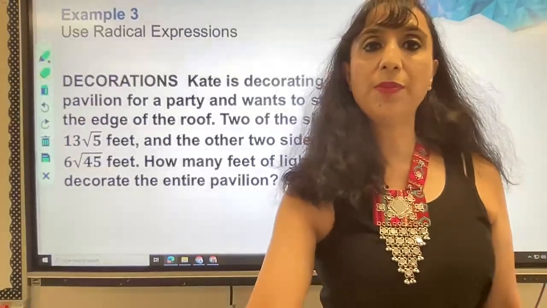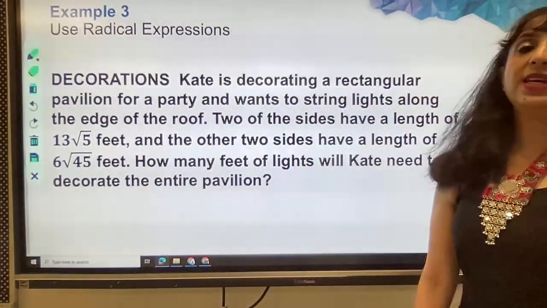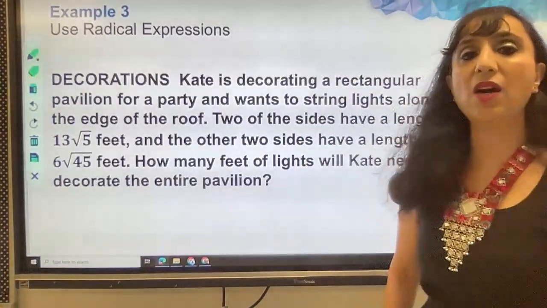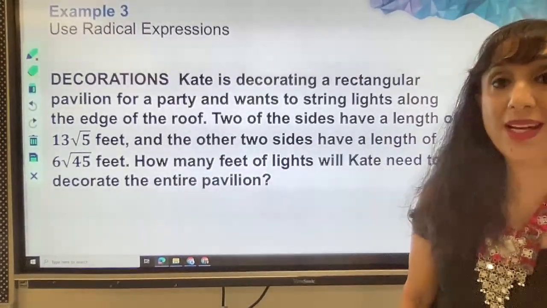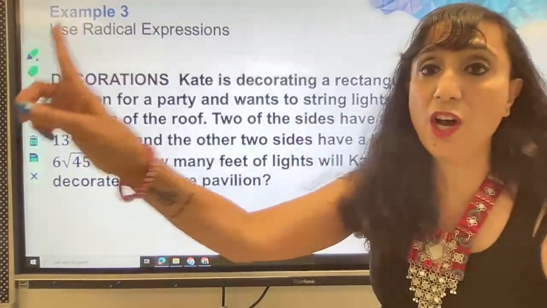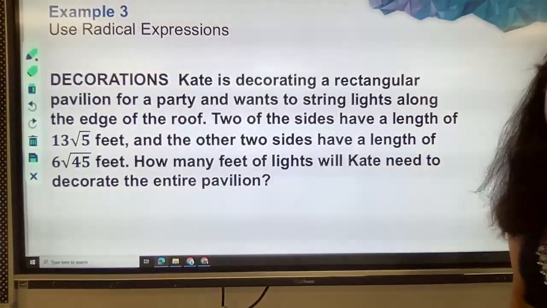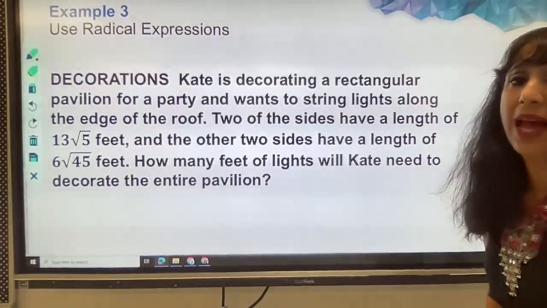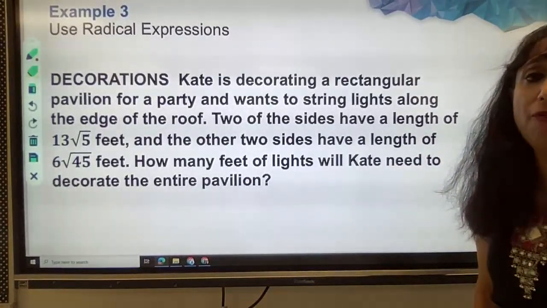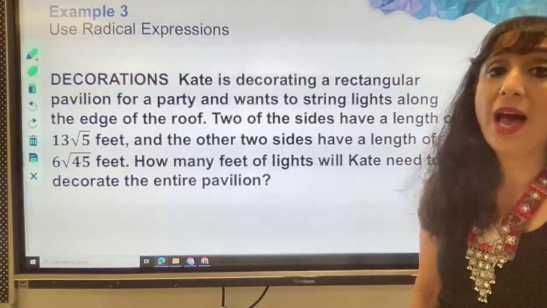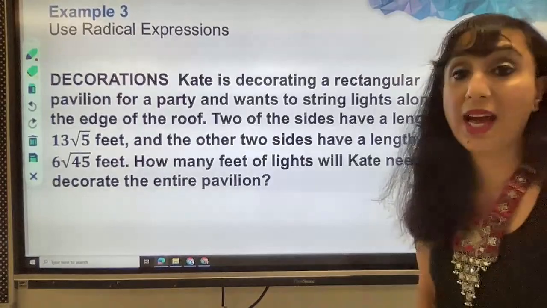So here is a word problem for radical expressions. Decorations. Kate is decorating a rectangular pavilion for a party and wants to string lights along the edge of the roof. Two of the sides have a length of 13 root 5 feet and the other two sides have a length of 6 root 45 feet. How many feet of lights will Kate need to decorate the entire pavilion?